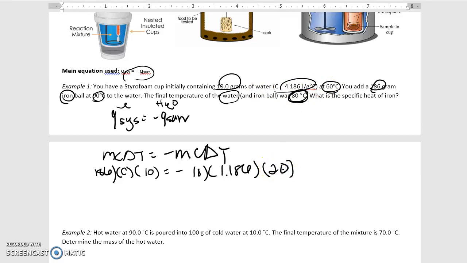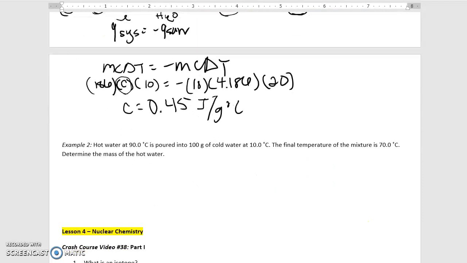I'm going to go here. So I'm plugging in all these values to solve for this number right here, this C. All right, so 186 times C times 10 equals negative 10 times, this should be a 4, sorry, 4.186 times 20. So you go ahead and you solve for that C value. Your specific heat of iron should be 0.45. And then your units are always joules per gram degree Celsius. And that's it. Now they can look a little different, like the next problem.